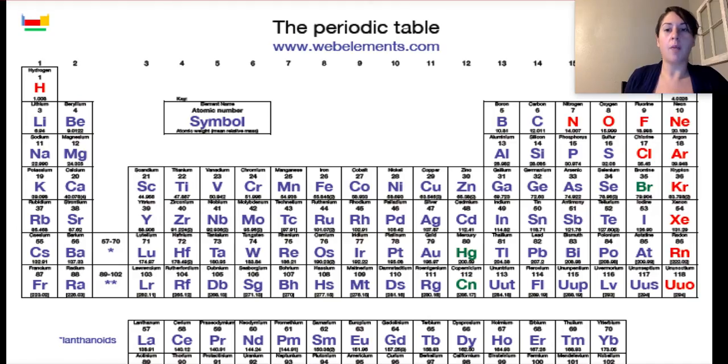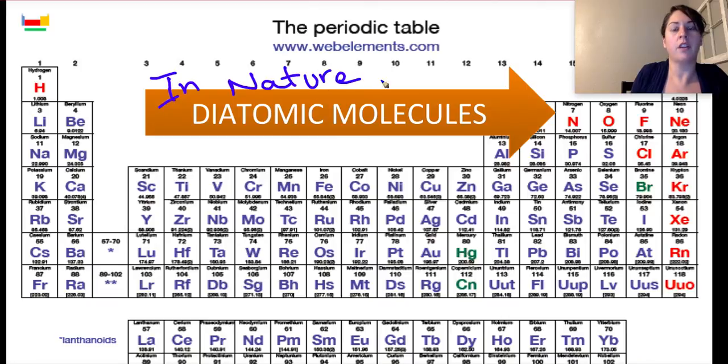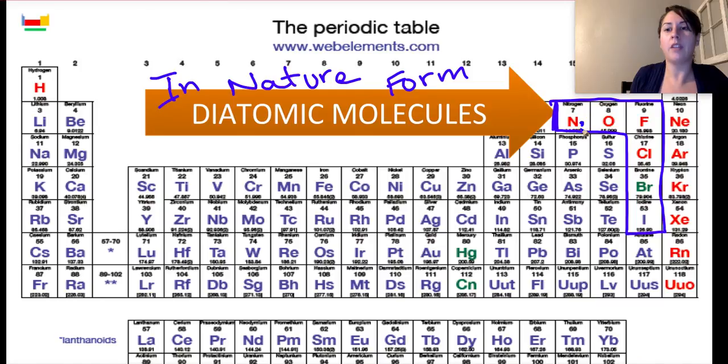One of them is remember the diatomic molecules, okay? So those are the things that in nature, they're going to form, okay? And we remember that trick where we start at number 7 and we form a 7, and so these are going to be all of these ones. So we're going to end up with N2, O2, F2, Cl2, Br2, and I2.